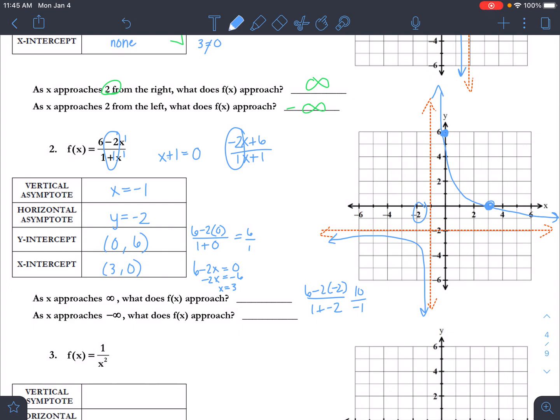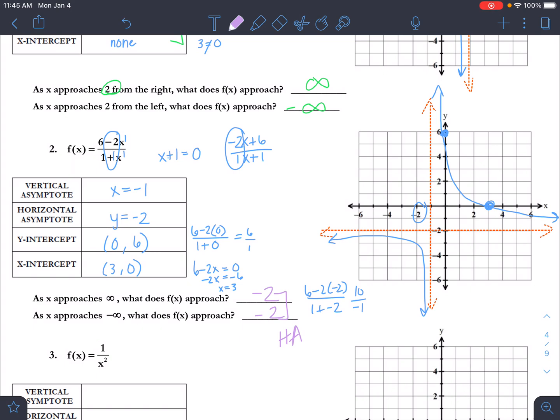When we approach infinity, okay, when x's approach infinity, what's happening? My graph is getting really, really close to -2. Okay, and when I approach negative infinity, I'm getting really, really close again to y equals -2. So I'm getting close to that horizontal asymptote.